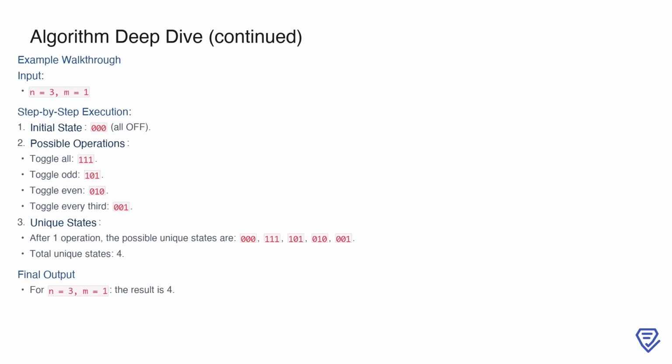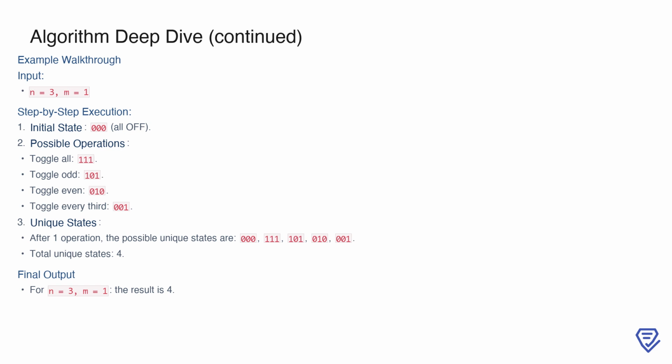Let's walk through an example to see the algorithm in action. Suppose the input is n equals 3 and m equals 1. Initially, all bulbs are OFF, so the state is 0, 0, 0. Now, we consider the possible operations. If we toggle all bulbs, the state becomes 111. Toggling only the odd-indexed bulbs results in 101, while toggling the even-indexed bulbs changes the state to 010. Finally, toggling every third bulb affects only the first bulb in this case, resulting in the state 001.